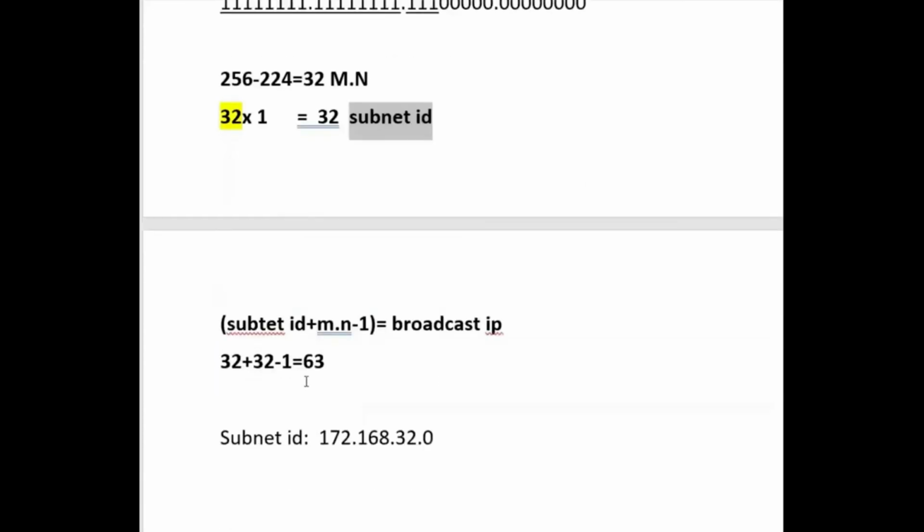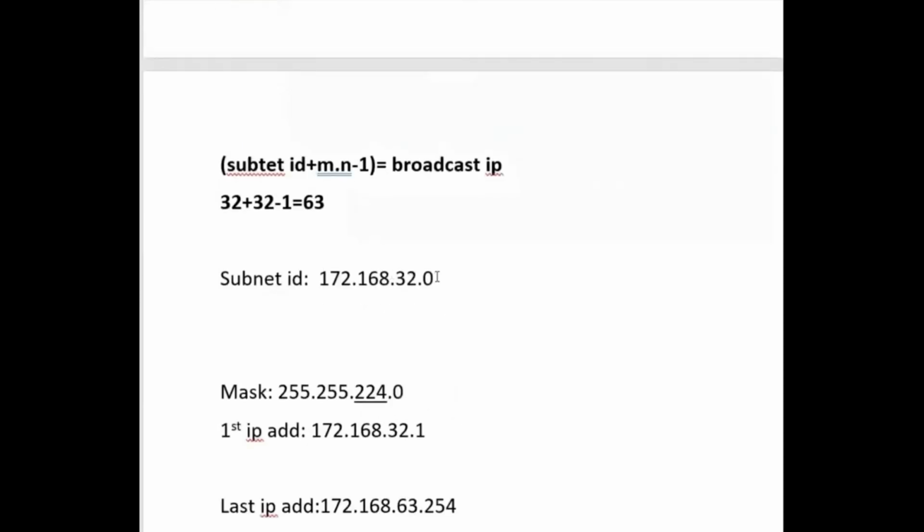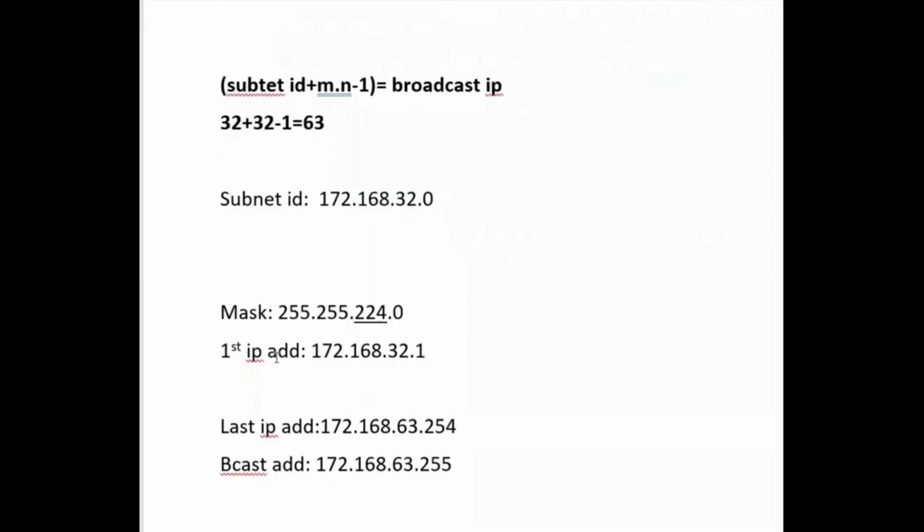Now, how to find out? We find out our subnet ID. If we find out a subnet ID, our first IP address will be 32.1, right? And the mask, we already found the mask. So these three pieces of information, no problem.